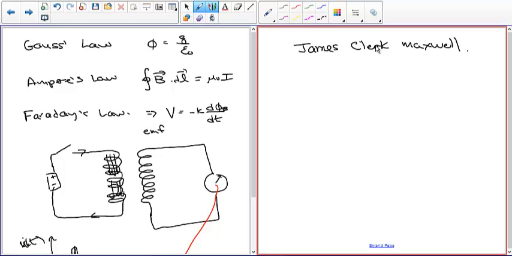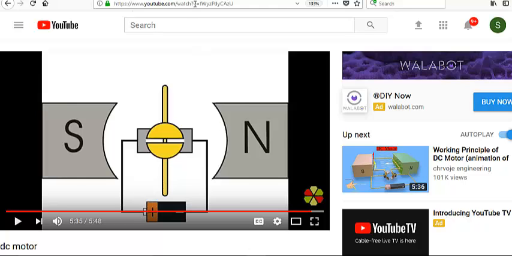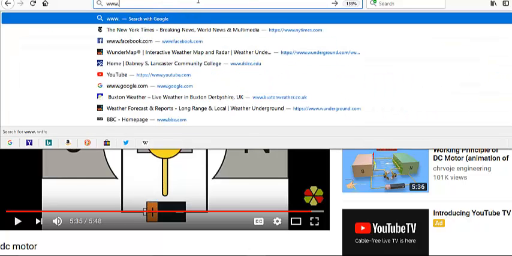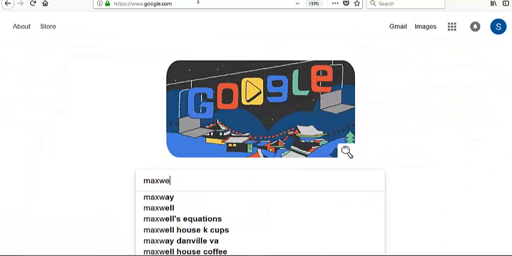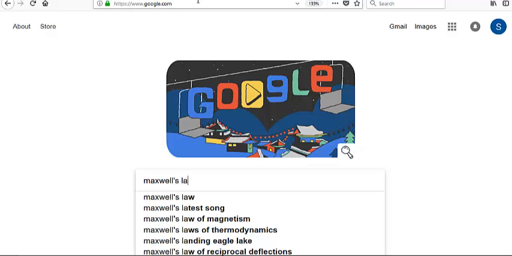I'm going to show you Maxwell's equations. It's not that you're going to understand it, but hopefully you'll look at it and say, man, that is impressive. Okay, so let's look on Wikipedia. Maxwell's laws, equations.